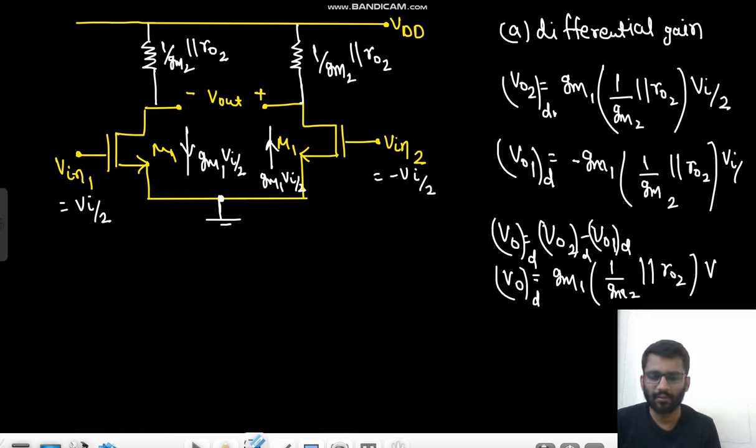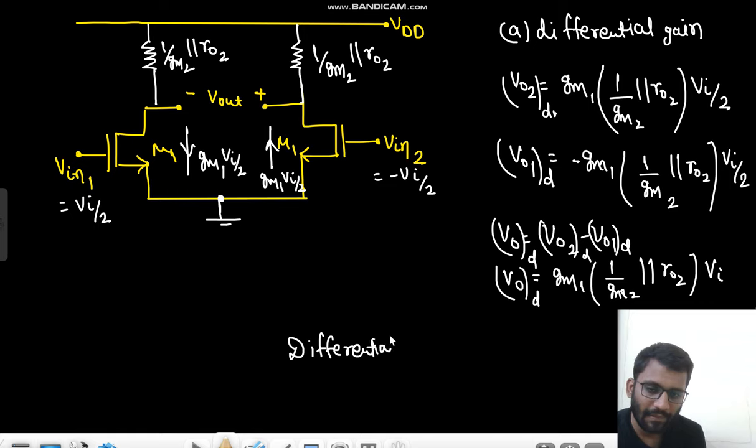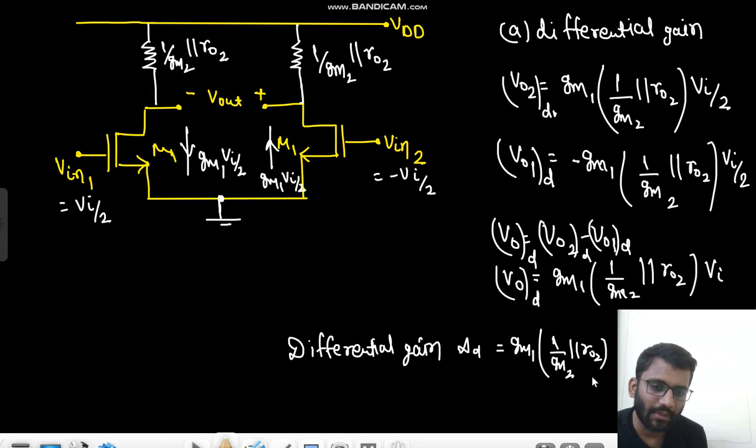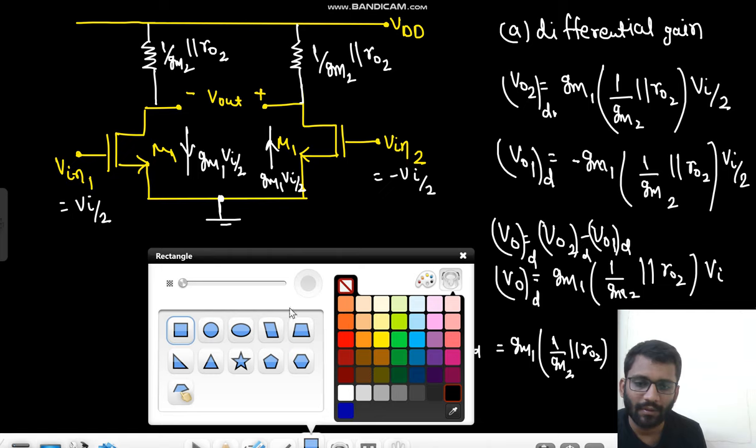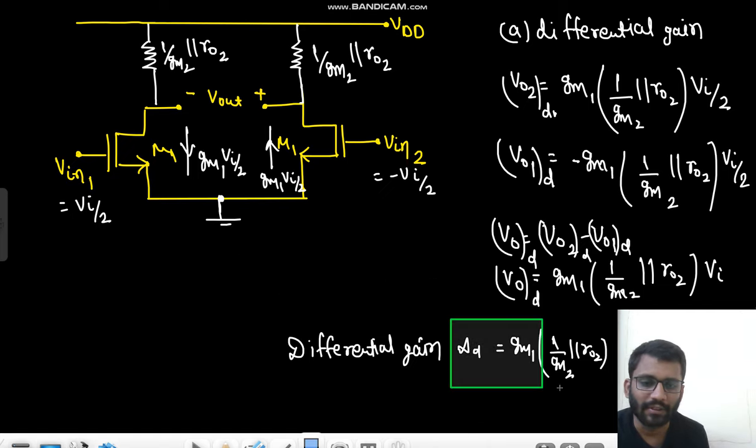Yeah, great. Right, so Vin by 2, it would be Vin. So your differential gain AD will be GM1 1 upon GM2 parallel with R02. So this is your differential gain.